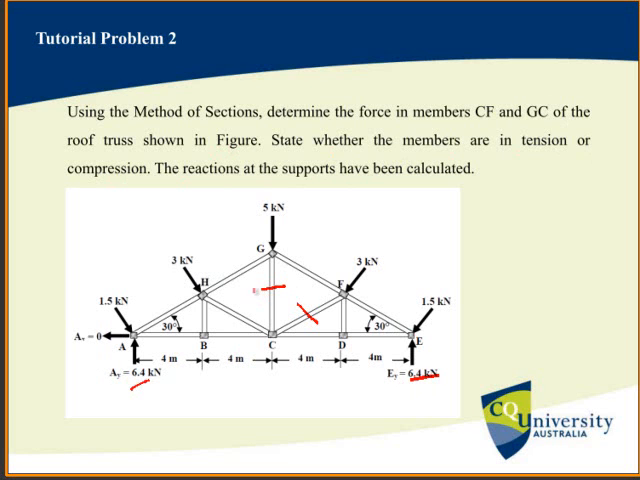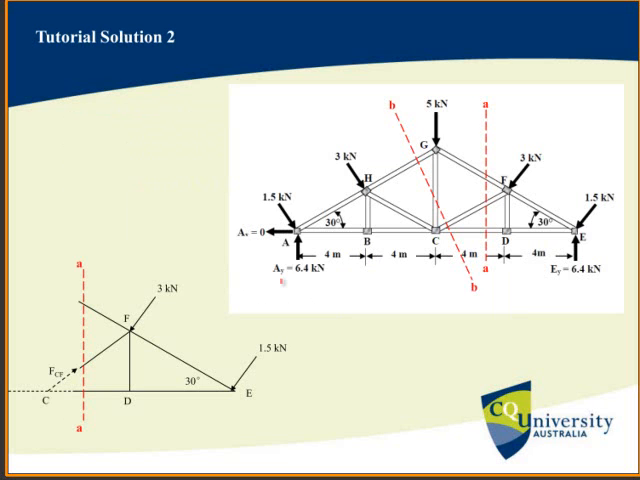We have to find out the forces of CF and GC. As this is the method of section, first we have to make a section AA of this truss and see this section here. Just cut down the members GF, CF and DC.